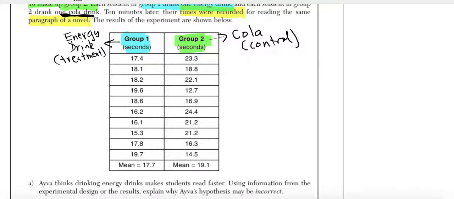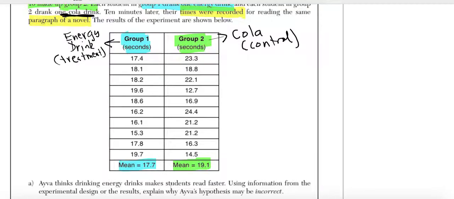The results of the experiment were shown below. So basically, we want to see if the energy drink causes people to read faster. So here we have the times for people in the left-hand column. These are the different times for people in group 1 who drank the energy drink, and the mean at the bottom is 17.7 seconds. That's the average reading time. For group 2, when they drank the cola drink without the treatment, they had the reading times in the right-hand column, and their mean reading time was a little bit longer at 19.1 seconds.